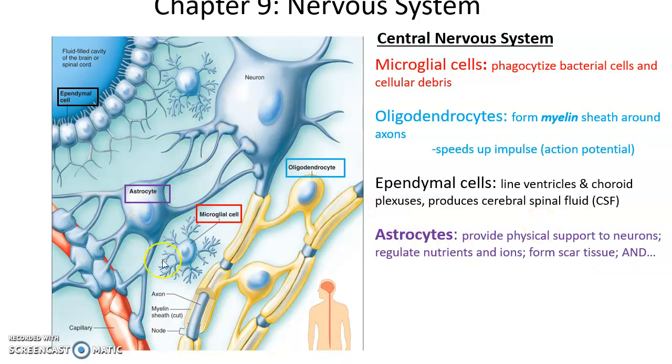And then finally, we have the astrocytes. Astrocytes have a lot of different functions. They provide physical support to neurons. They make contact with the neurons. They help to hold the neurons in place, guide the neurons in growth. The astrocytes also regulate the nutrients and ions found in the fluids surrounding the neurons. If nervous tissue should take damage, the astrocytes will divide and fill that space up, forming a kind of scar tissue.